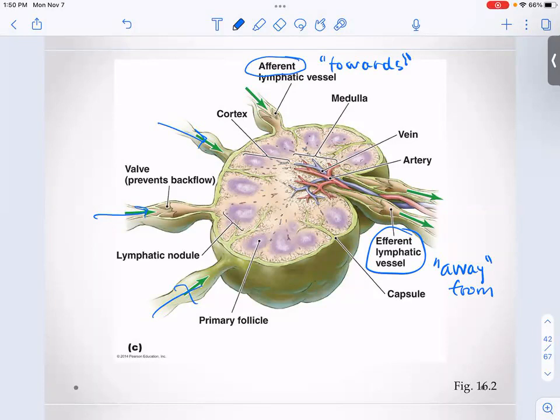All right, we'll pick up next time. We'll start vaccines on Wednesday and finish up T-cell activation.